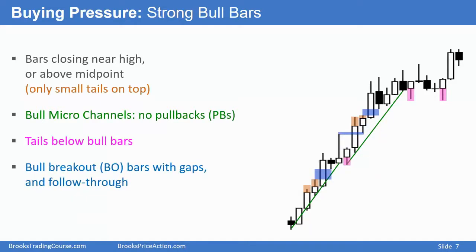And I like to see gaps, either between the close of a bar and the high of the prior bar, or the low of a bar and the high of a prior bar. Again, the low of this bar is above the high of that bar. There's a gap. That is a sign of strong buying.